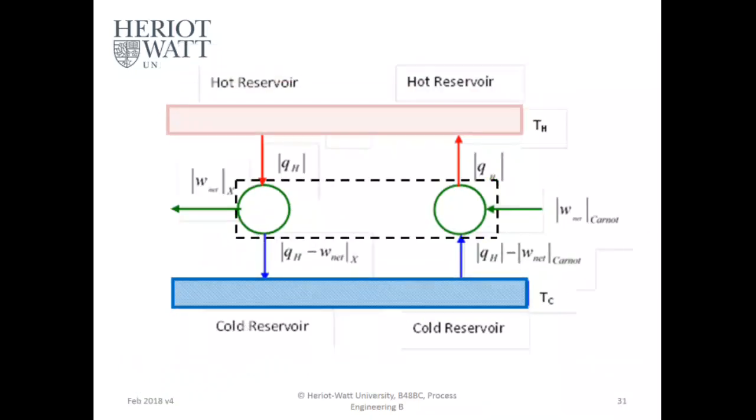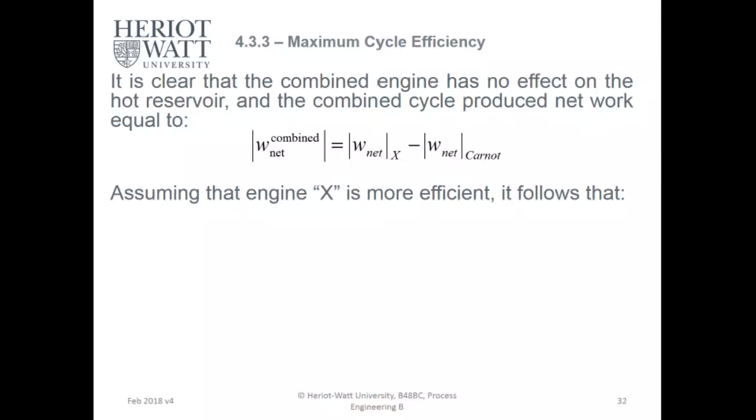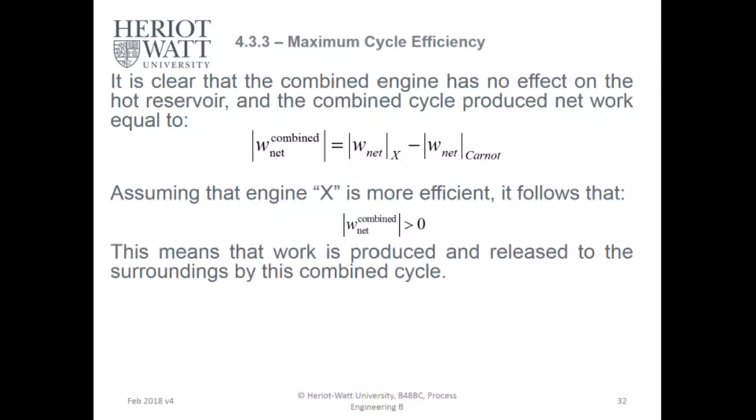So if you put a boundary around this, you have work being done, you convert it into heat. The other one is a normal Carnot cycle. So it is clear, apparently, that the combined engine has no effect on the hot reservoir, and the combined cycle produces net work equal to the net work of X minus the net work of the Carnot cycle. Assuming that engine X is more efficient, it follows that the net combined work is larger than 0. Hence, this means that work is produced and released to the surroundings by a combined cycle.